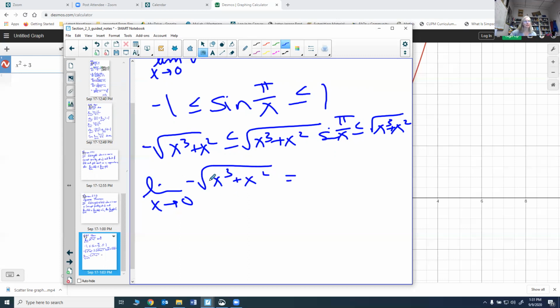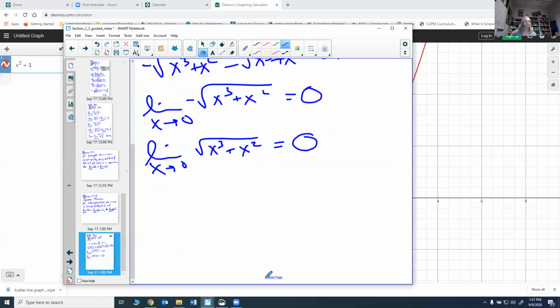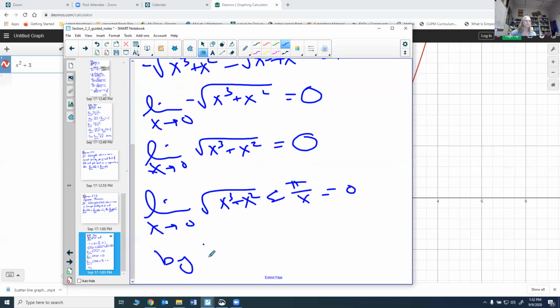Now I can use direct substitution because I can put 0 into a square root. 0 cubed plus 0 squared is 0, and the square root of 0 is 0, and negative 0 is 0. So we get 0. And the limit as x goes to 0 of the positive square root of x cubed plus x squared, again, I can use direct substitution. 0 cubed plus 0 squared is 0, and the square root of 0 is 0. So both of these limits are 0, which means the thing in the middle has to have a limit of 0. So therefore, the limit as x goes to 0 of the square root of x cubed plus x squared times sine of pi over x is 0 by the squeeze theorem.